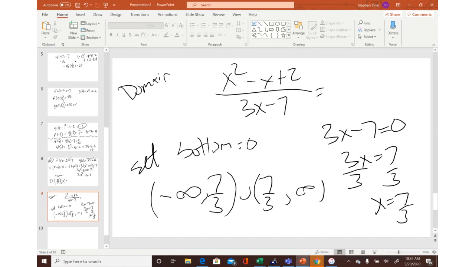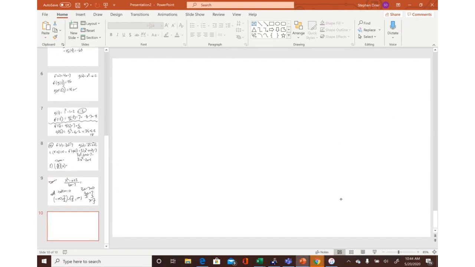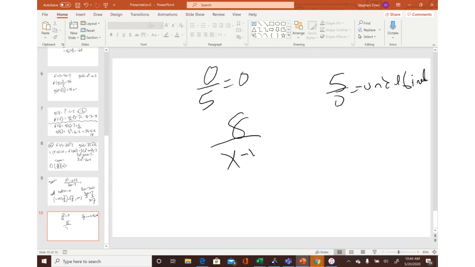Why are you setting the bottom equal to 0? Great question. You have to remember that 0 divided by 5 is 0, but 5 divided by 0 is undefined. So with fractions, the bottom number cannot be 0. When I have an expression that looks like this and I'm asked to find the domain, I set x minus 4 equal to 0, and that's how I find the domain. Oh, okay. That makes sense.